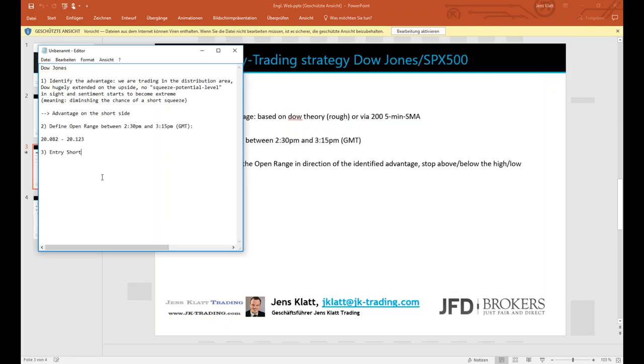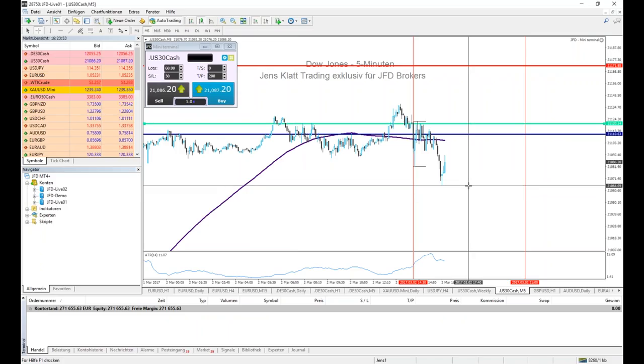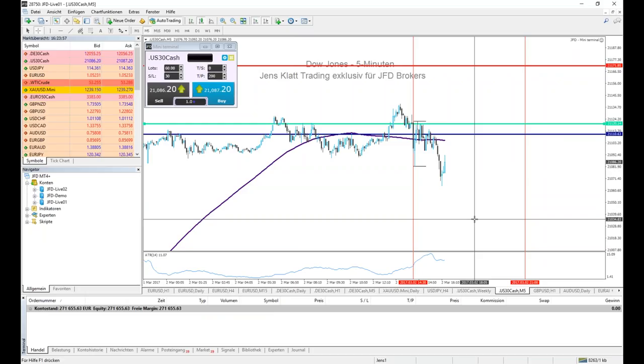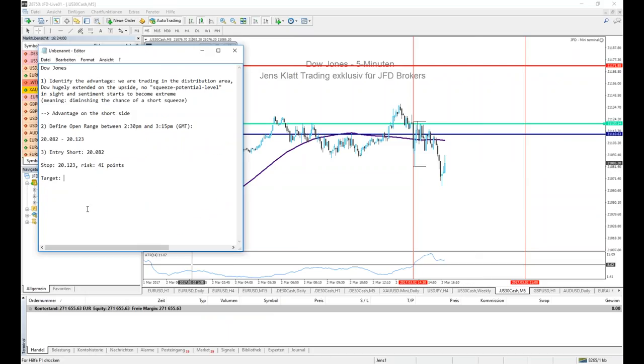So what I do is here, I formulate the entry short. It's 20,082. I say the stop is above the high of this identified range, which is 143. So you have a risk of, in this case, 41 points. And then you go for the target. In this case, the target is 41 points from here. This is, in this case, 21,000 and 41, right? And this is the chance here.